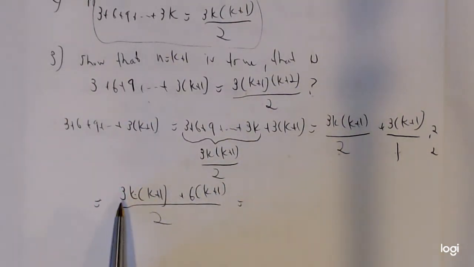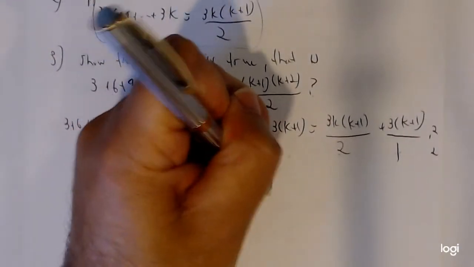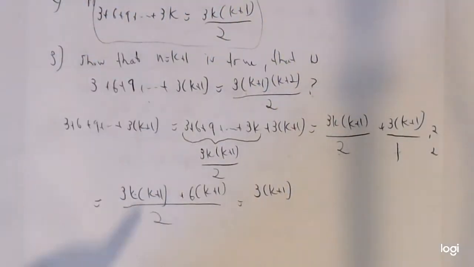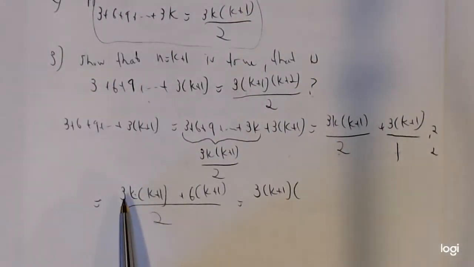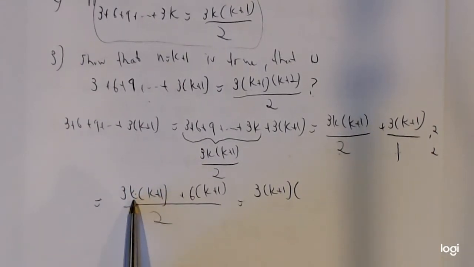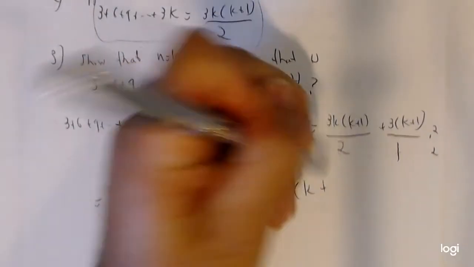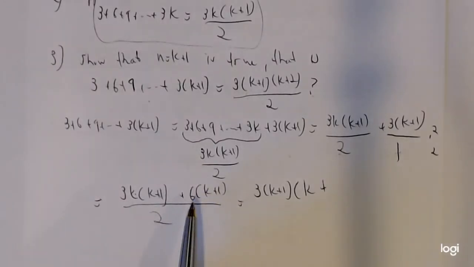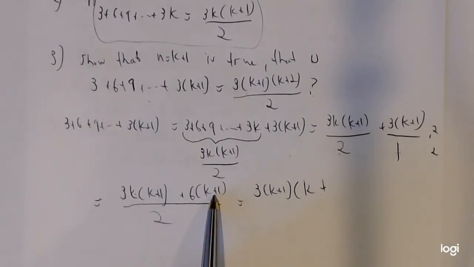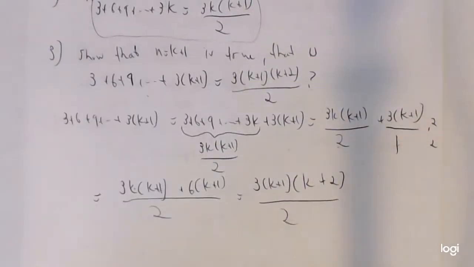So notice how both of these have a 3. I'm going to factor out a 3, and I'm also going to factor out a k plus 1. Now the question is, what am I left with inside here? From this, if I take away a 3, that's gone. If I take away the k plus 1, I'm just left with a k, and then plus. From this, if I factor out a 3, I'm left with a 2, and if I factor out the k plus 1, that's gone. So I'm just left with a 2 all over 2. How nice is that? Notice how I just got straight into that. So that completes my proof.